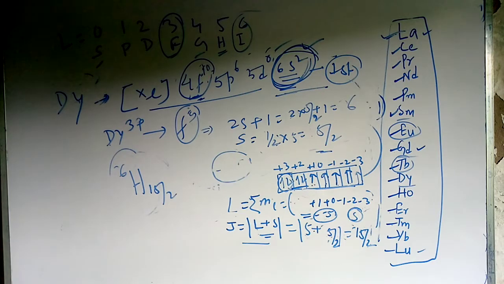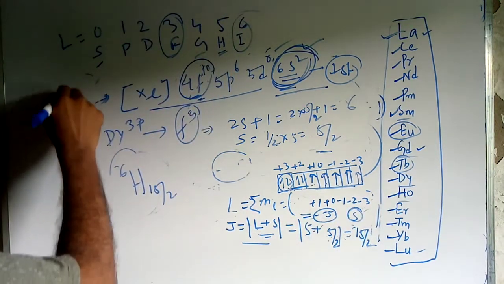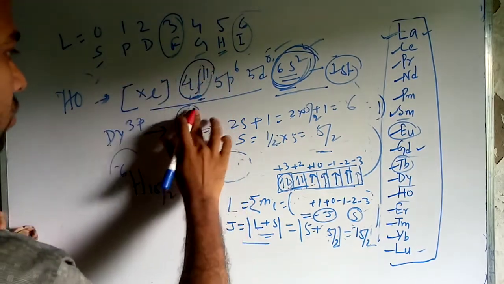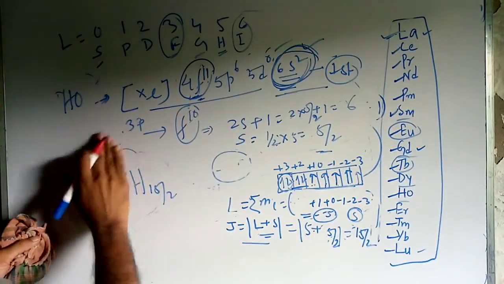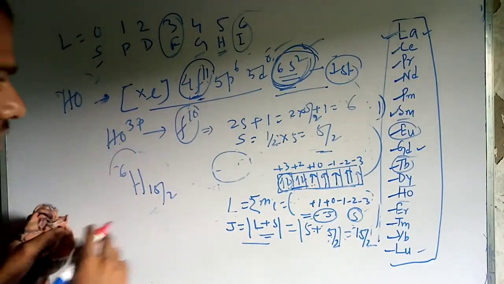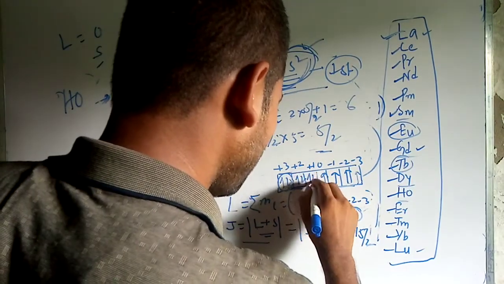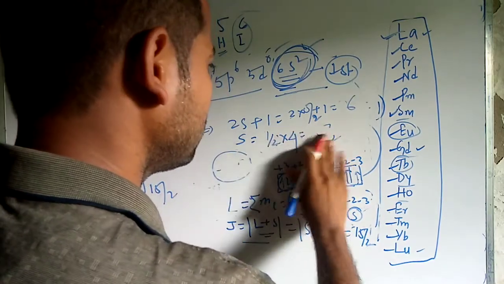This will be it, and now consider holmium 3 plus. Next question, this is holmium. This will be F11, and this is actually 10. 2 electrons here first, and then 1 electron here, 3 plus. You consider holmium 3 plus, which is unpaired electron. There is also unpaired electron here: 1, 2, 3, 4. This is actually 4, and this is actually 2.